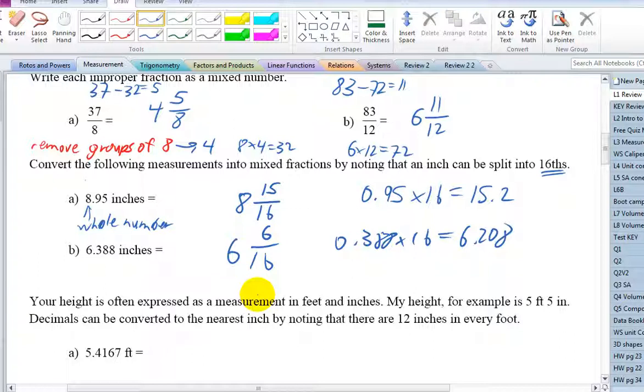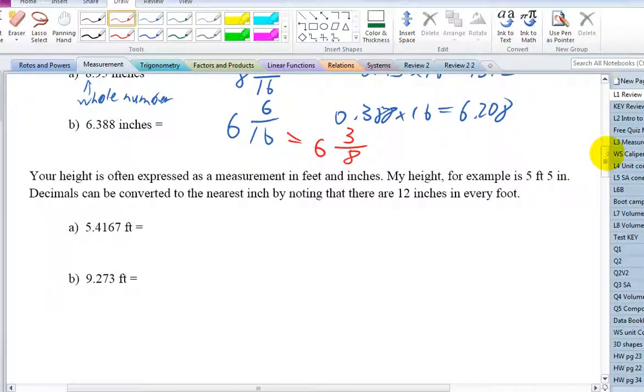How many people have that as their final answer? Hands up. And why is it wrong? Because you got to reduce to 6 and 3 over 8. Reduce to lowest terms. Okay, always reduce your fractions.